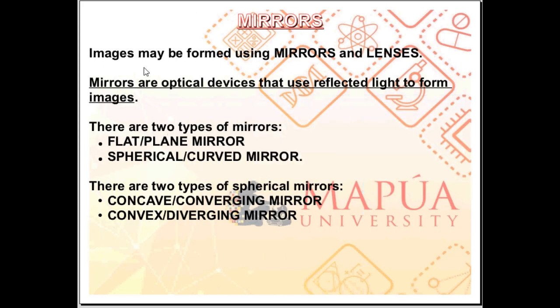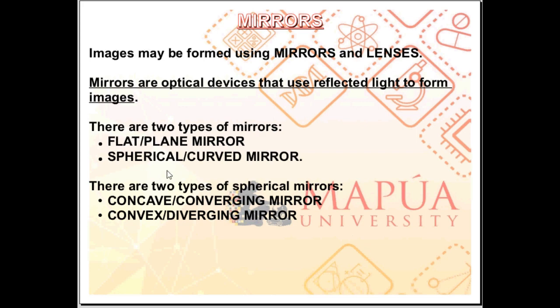Now, images may be formed using what are referred to as mirrors and lenses. We'll take a look at mirrors first. Mirrors are basically reflecting surfaces. Mirrors are optical devices that use reflected light to form images. There are two types of mirrors: flat or plane mirror and spherical or curved mirror. So by their name, you already have an idea of the shape of the mirror.